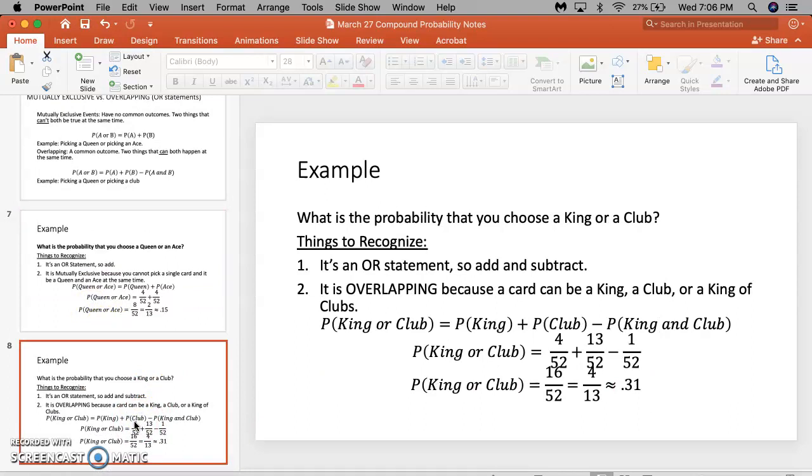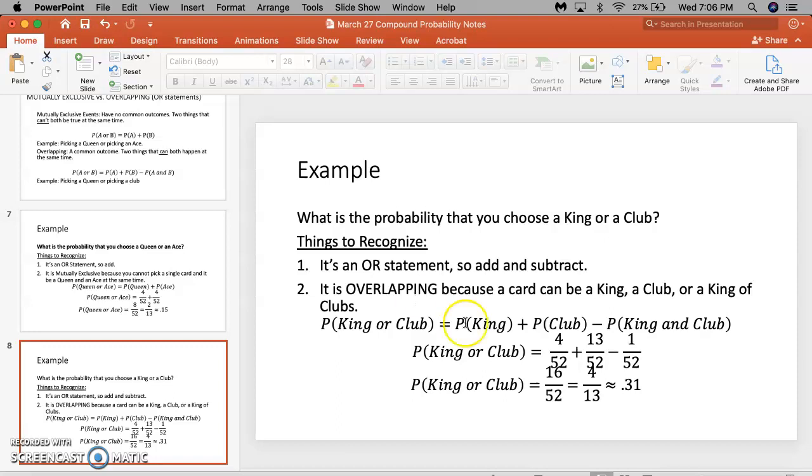What is the probability that you choose a king or a club? Okay, so this is again kind of like what I talked about in the last slide. So things you need to recognize. You have an or statement, so you know you're going to add and you're going to subtract because they are overlapping. Okay, so it is overlapping. It's not mutually exclusive, because you can pick a king, or you can pick a club, or you can pick a king of clubs.